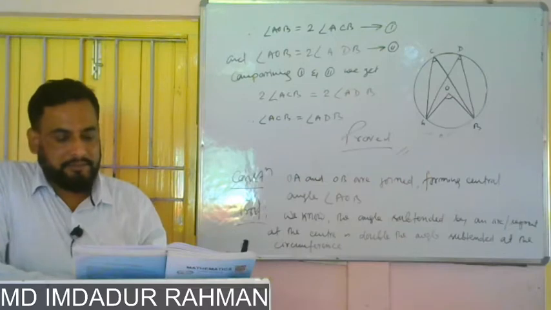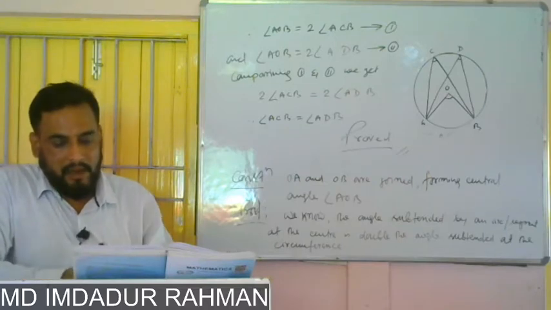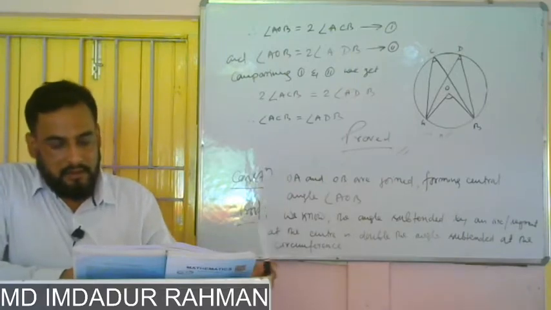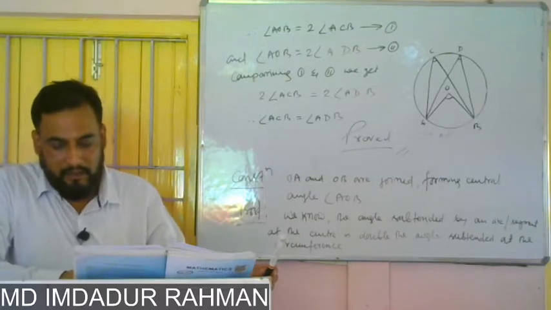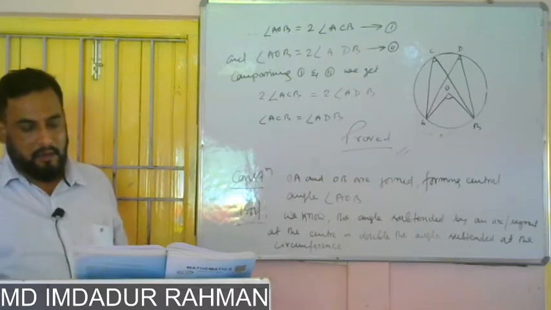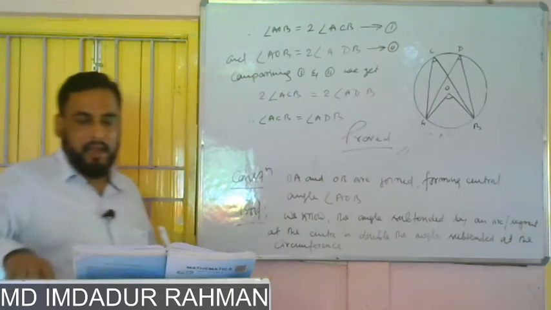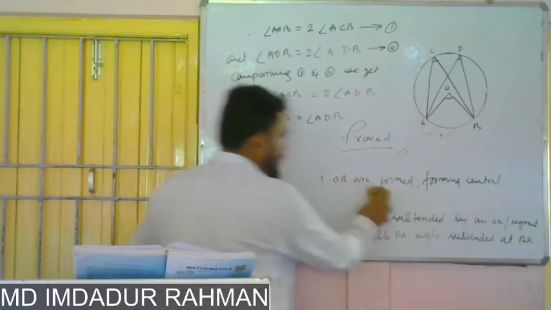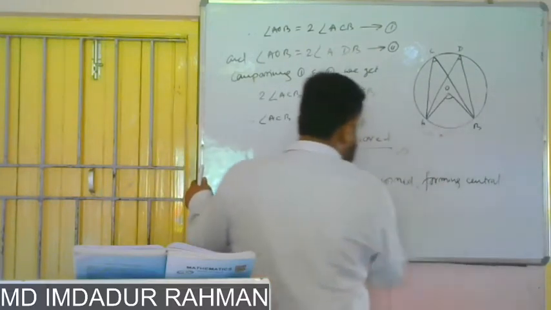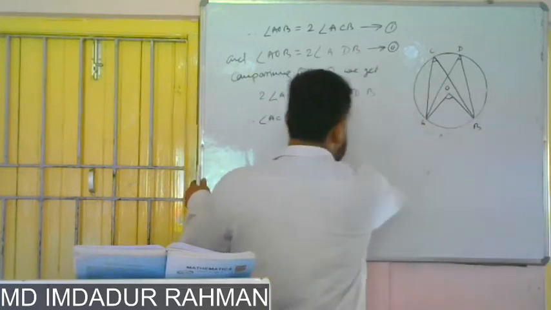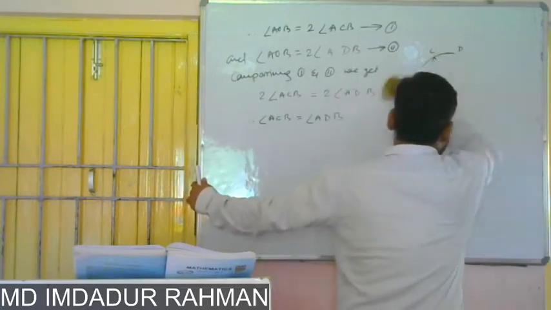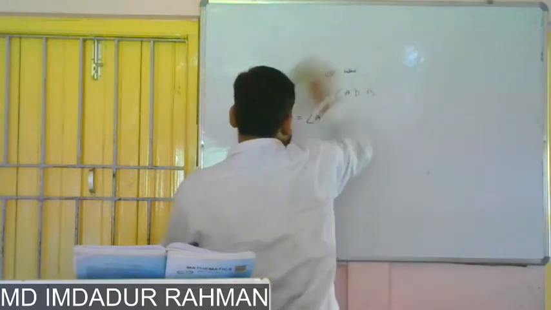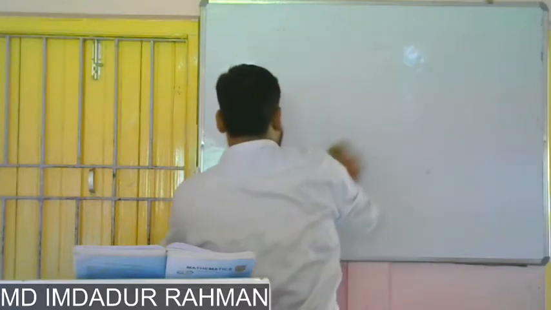So, write the definition of cyclic quadrilateral. If the vertices of a quadrilateral lie on the circumference of a circle, then the quadrilateral is called a cyclic quadrilateral. The opposite angles of a cyclic quadrilateral are supplementary. There is a theorem we have to prove that the opposite angles of a cyclic quadrilateral are supplementary. Write down the definition of cyclic quadrilateral.